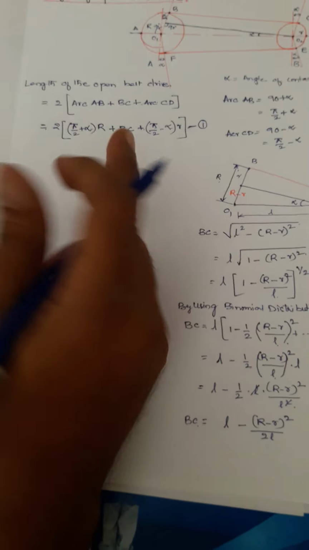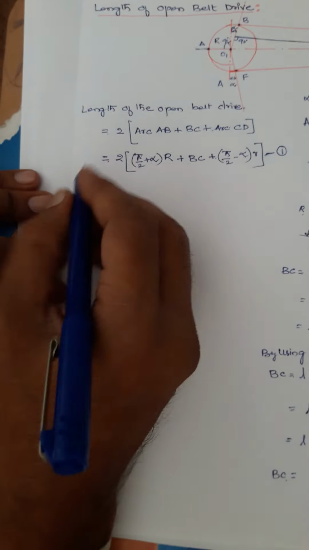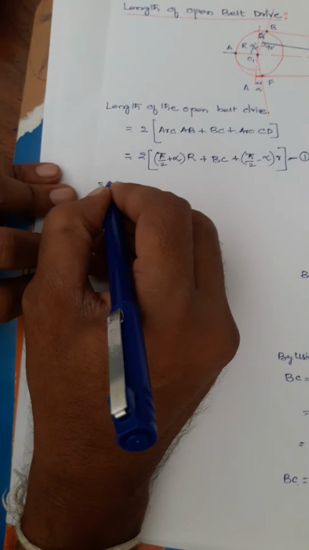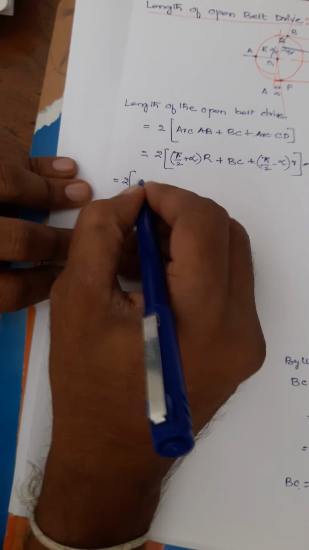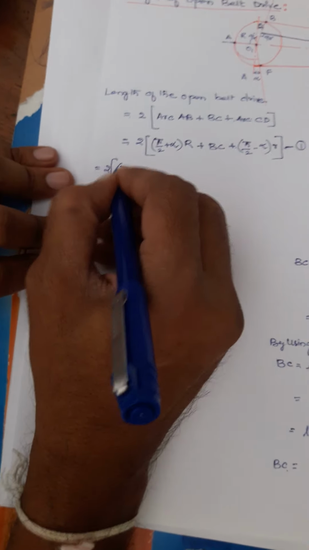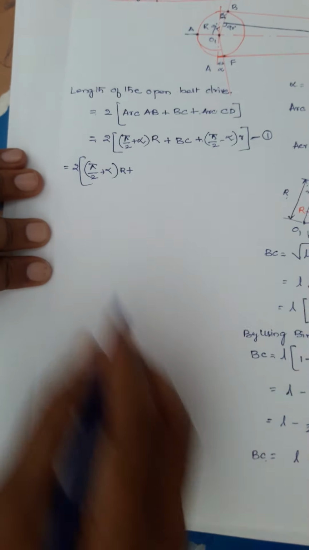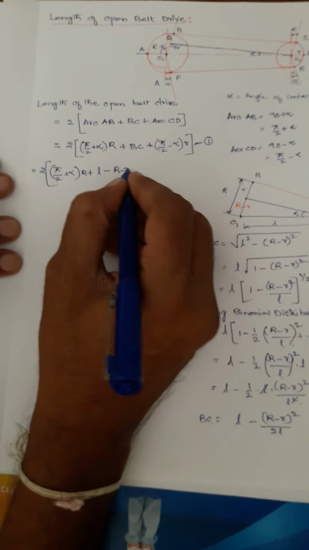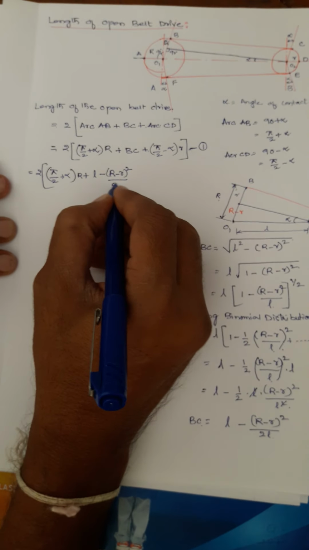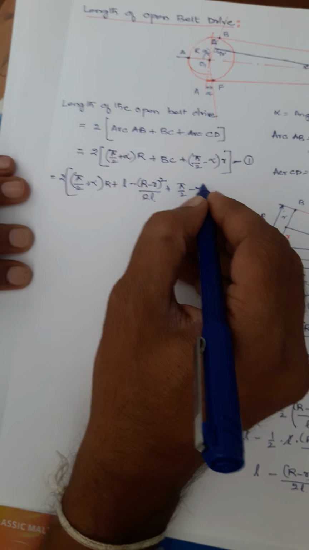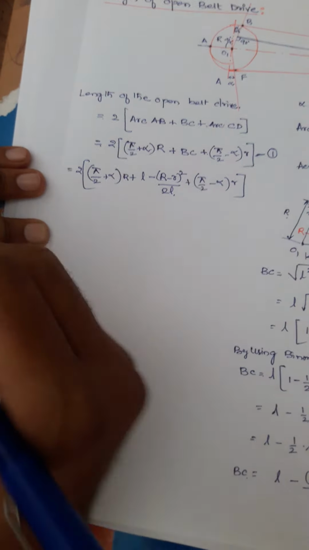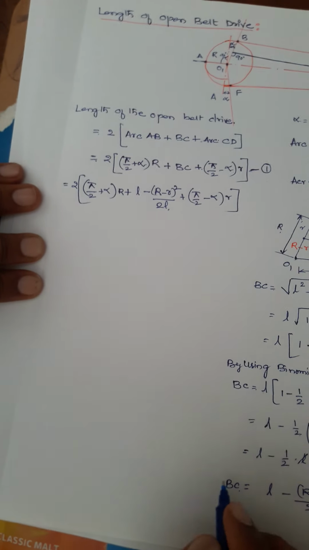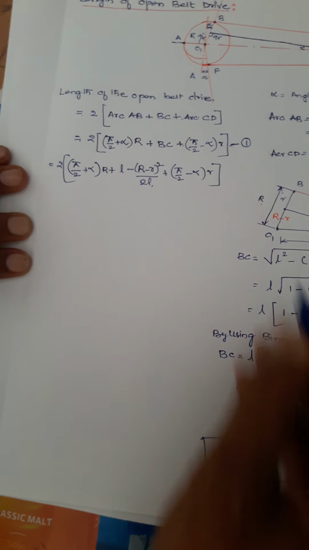This is the BC value, right? So let us see what happens. Now applying these values here, that is equal to 2 times, bracket begin, pi by 2 plus alpha into capital R, plus bring this BC value here, that is L minus capital R minus small r whole square by 2L, plus pi by 2 minus alpha into small r. So I brought this particular value into equation 1.